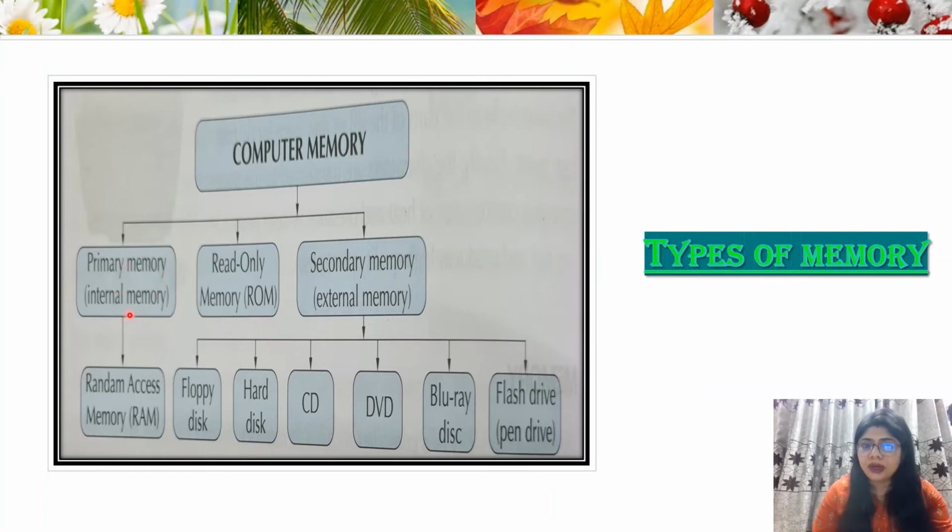Primary memory has one part, and that is the RAM, random access memory, whereas secondary memory has many parts. In secondary memory, floppy disk is there, hard disk is there, CD, DVD, Blu-ray disc, flash drive, pen drive, etc. And ROM doesn't have any further type. So basically computer memory has three parts: primary memory, secondary memory, and ROM. And primary memory has a further part called RAM.